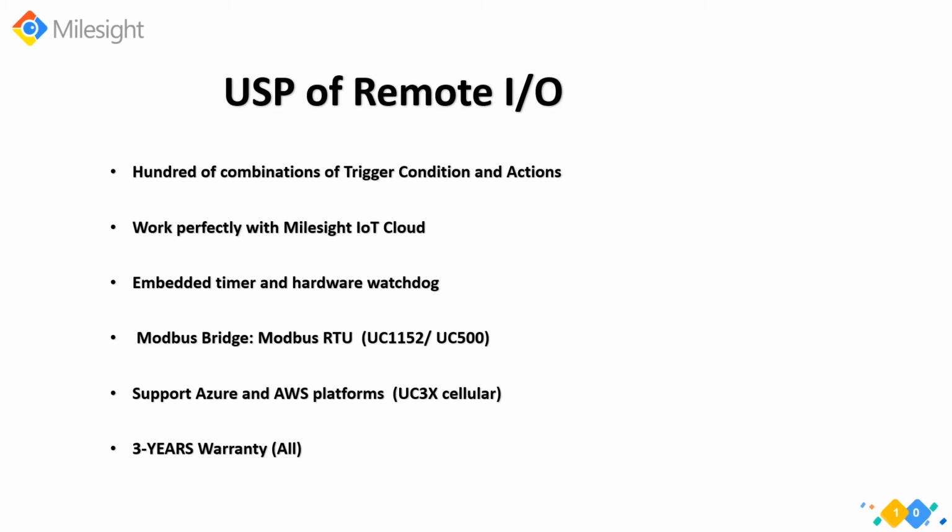And also we can support the Azure and AWS platforms. They are very famous platforms for supporting data in the cellular network. And also AWS has the platform AWS IoT Core for LoRaWAN. That's a new platform that we are going to certify as well.